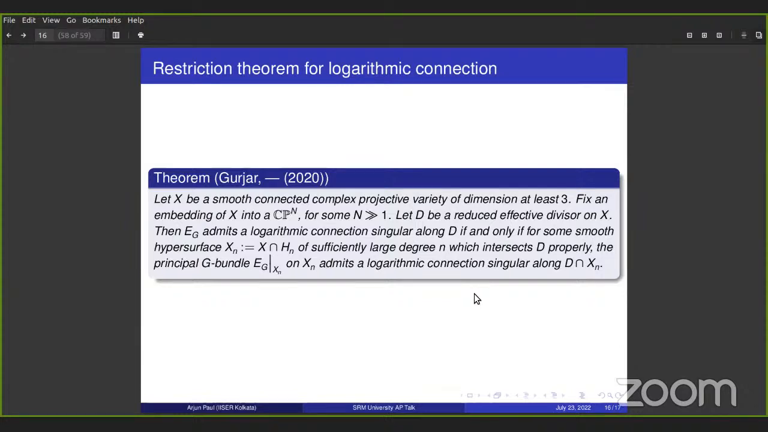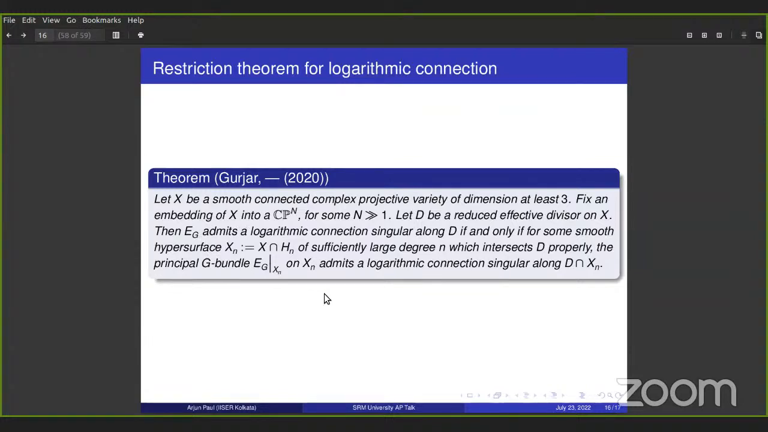This last result, G is any group or do you have any? Okay, so here G is a reductive affine algebraic group. So, E_G here, G is a reductive affine algebraic group. Yeah, I forgot to mention.